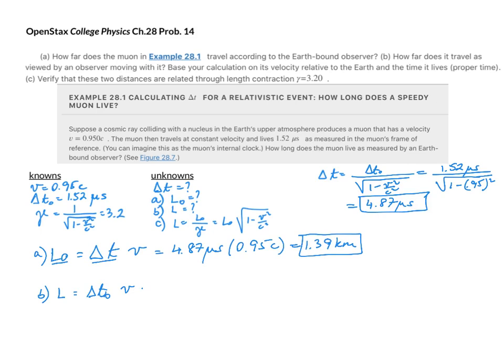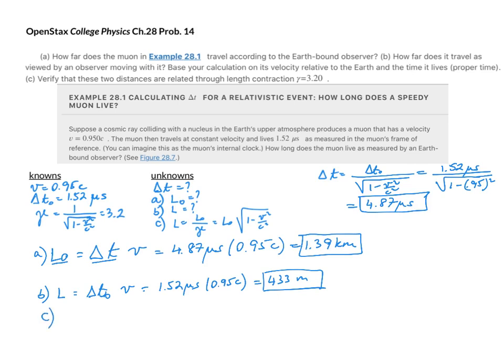Then in part B, we're solving for the contracted length. So L is delta t naught, which is the proper time, that is 1.52 microseconds, times the velocity, which was 0.95 c. Plugging these numbers in, we end up with 433 meters. So now we know that the proper length is larger than the contracted length, and that's a good thing. That's what we would expect.